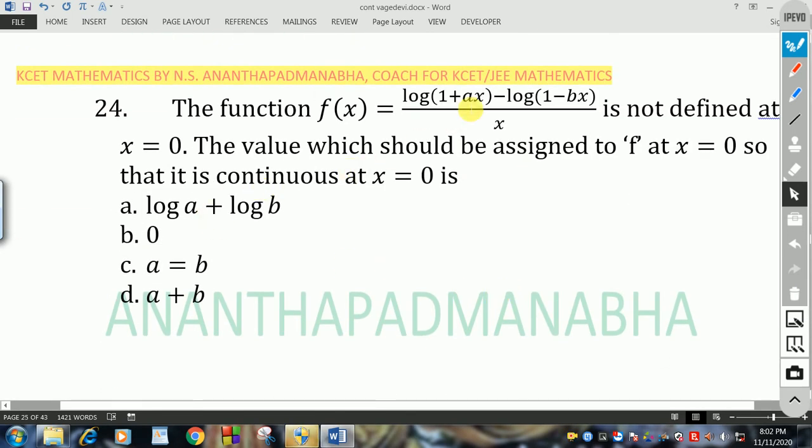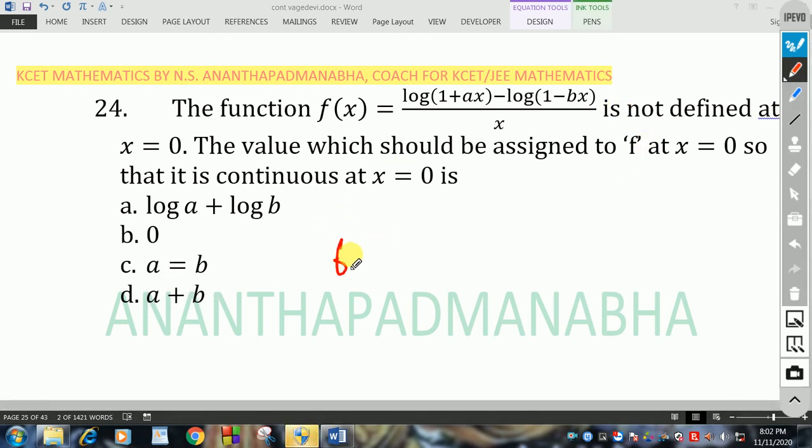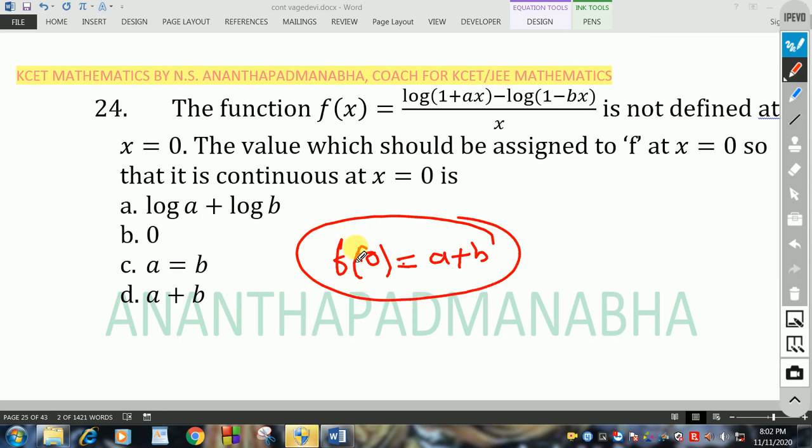The function f of x is equal to log of 1 plus ax minus log of 1 minus bx by x is not defined at x equals 0. The value which should be assigned to f at x equals 0 so that it is continuous at x equals 0. We solved a very similar question, but it is asked in a different way. We know that it has a removable discontinuity, where when we define f of 0 as a plus b, then it will be continuous.